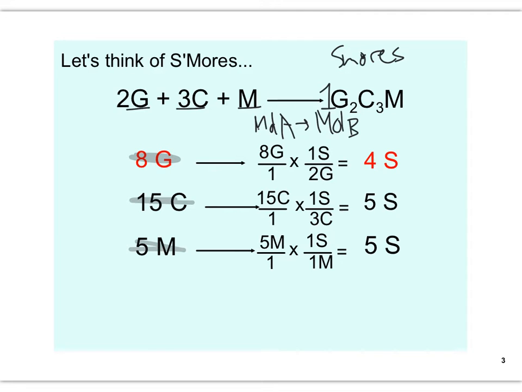If I have 5 marshmallows, well, guess what? I need 1 marshmallow per 1 s'more. I could produce 5 s'mores. So in this case, our graham cracker pieces are limiting because we're going to run out of them. Our chocolate pieces and marshmallow are in excess because we would end up with extra left over.